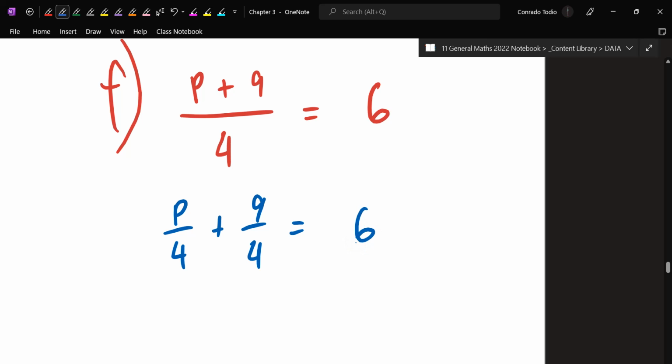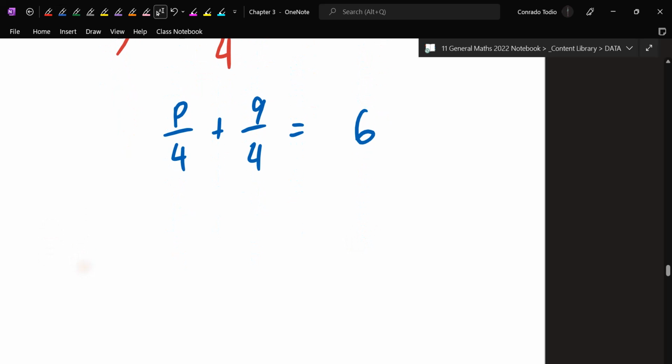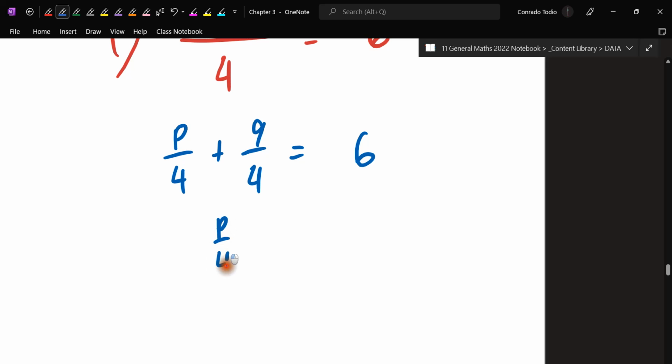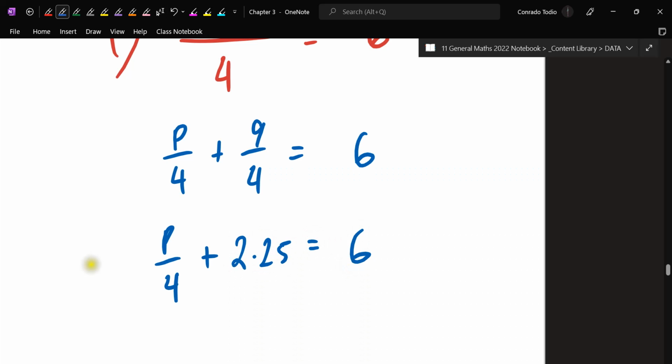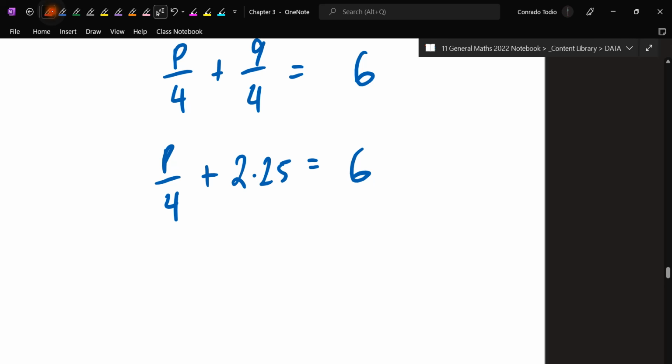Just understand this, but you won't probably need to do this in the SAC because it's easier in the calculator. But just understand this: p over 4 plus 9 over 4. I want to isolate p over 4, and to do that, get rid of that 9 over 4 first. You can actually change it to a decimal and it makes it even easier. 9 over 4 as a decimal is 2.25. So this is now plus 2.25.